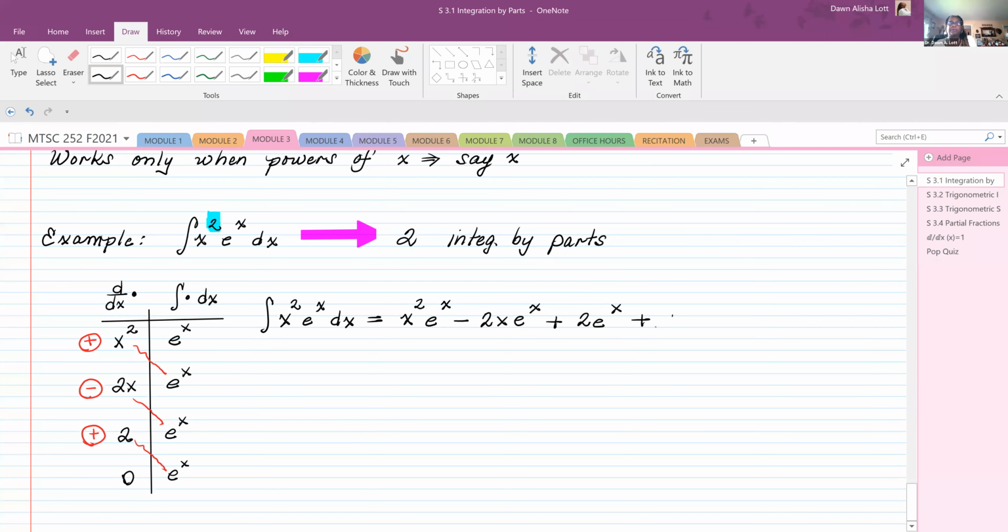So now we get the integral of x cubed, the sine of 2x dx is equal to, we're going to start with the first one. That is x cubed times a -1/2 cosine of 2x.